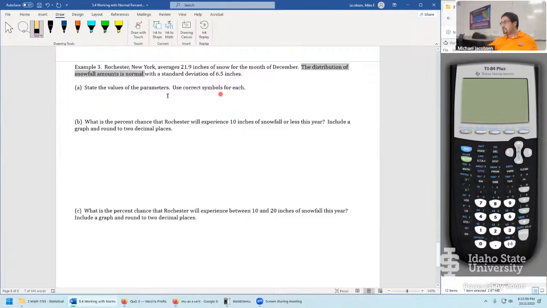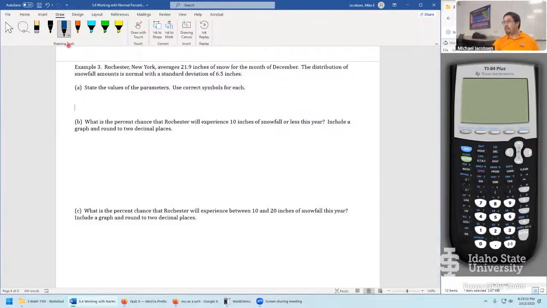is normal. So we mean more normally distributed. And it has a standard deviation of 6.5 inches, which is huge. So they not only get dumped on by snow out there, but there's a huge amount of variation. They'll have some calm years and they'll have like snow apocalypse years. Just depends. That's a big deviation.